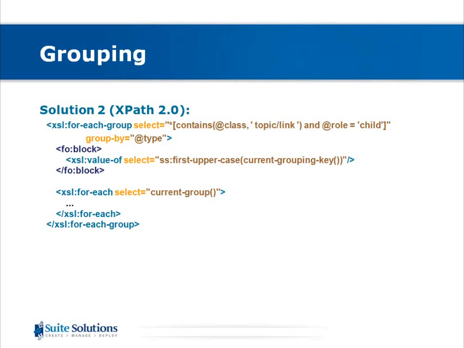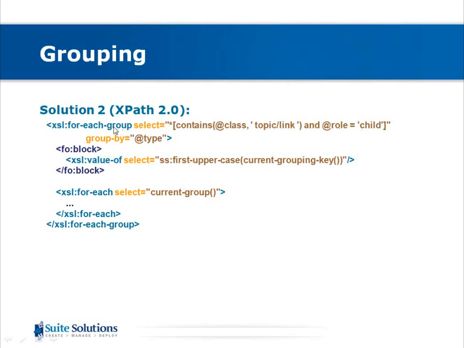So what we do here, you'll see the syntax is almost very similar to what we were doing before. The structure is very similar to what we were doing before, yet the syntax changes. We call an xsl:for-each-group. The elements that we want to group together are the same as before, links that have a role of child. And we specify this new attribute here, group-by type.